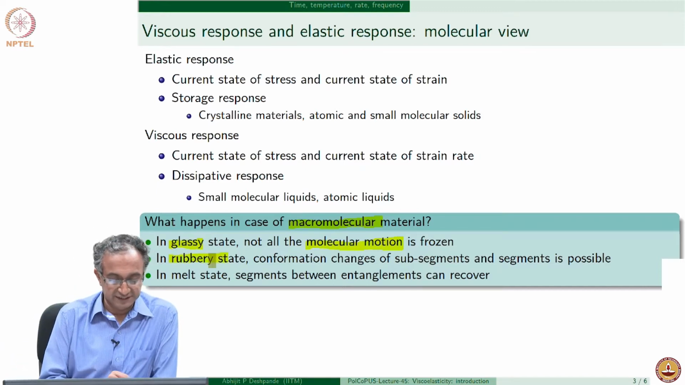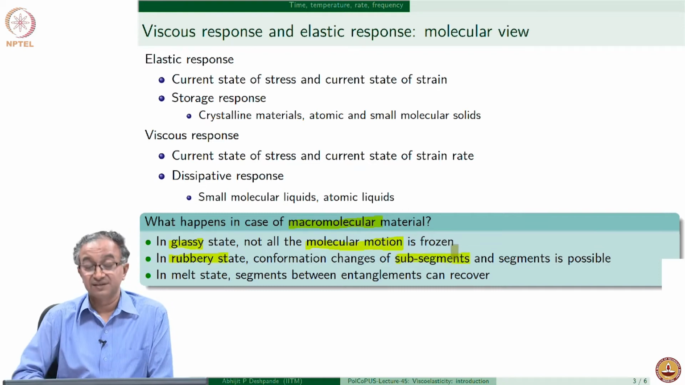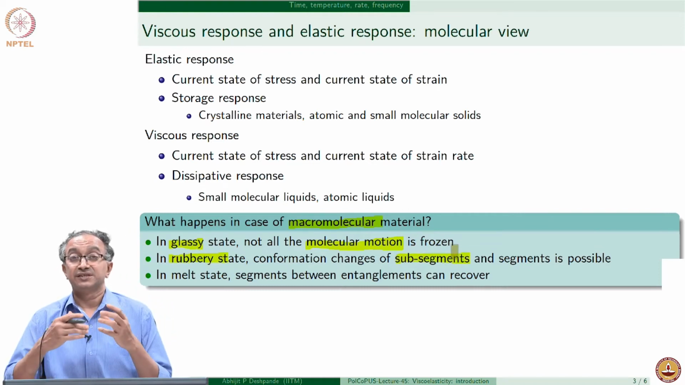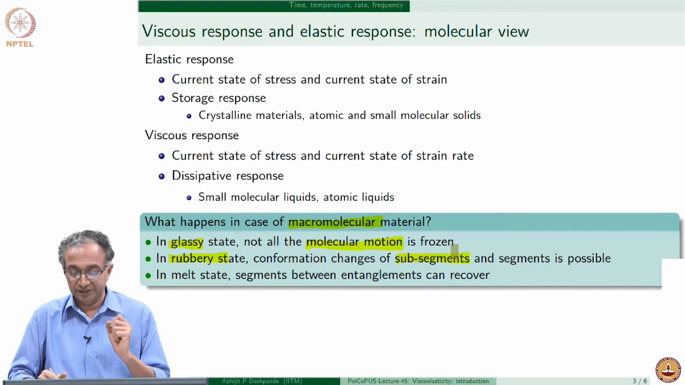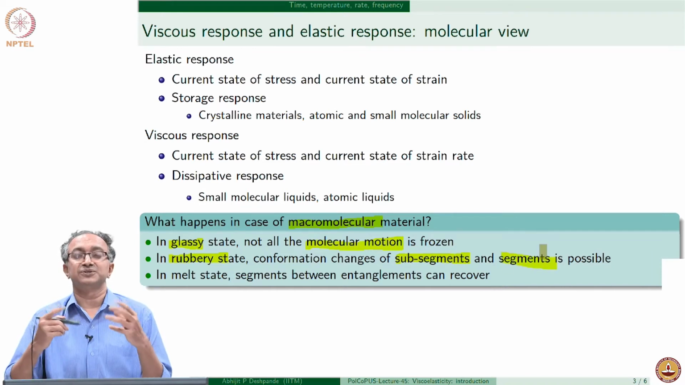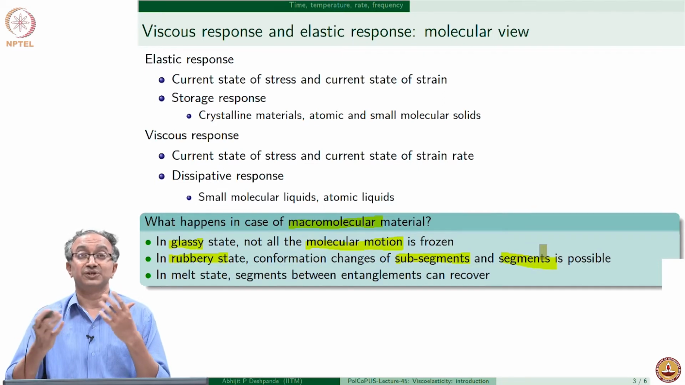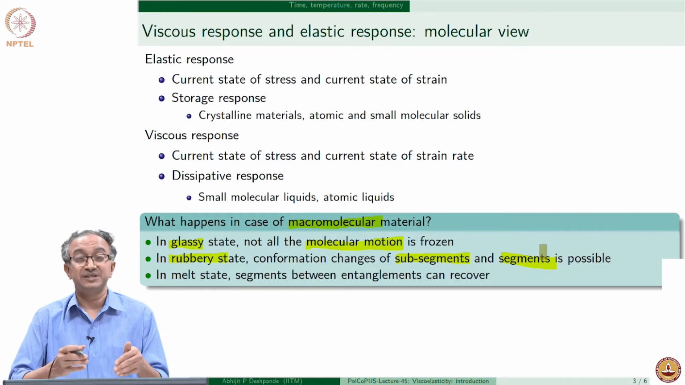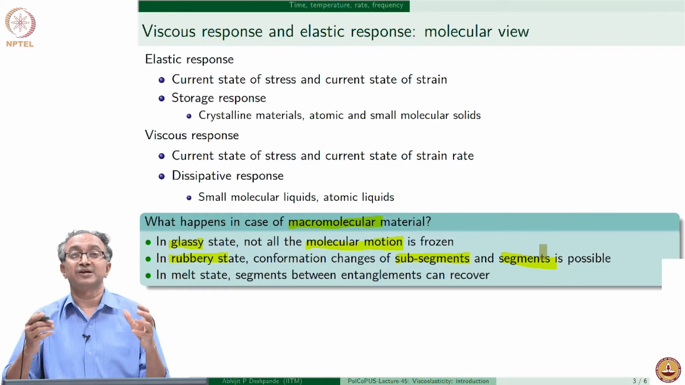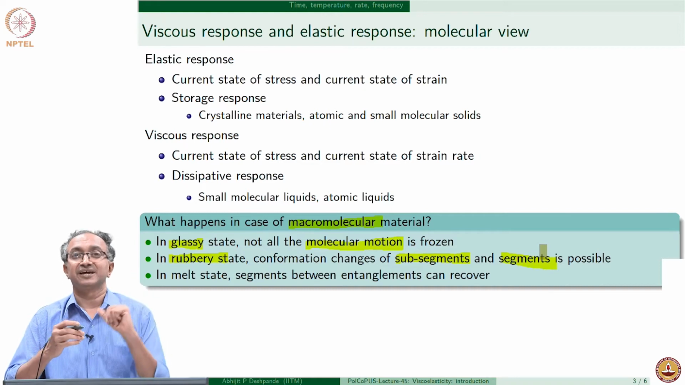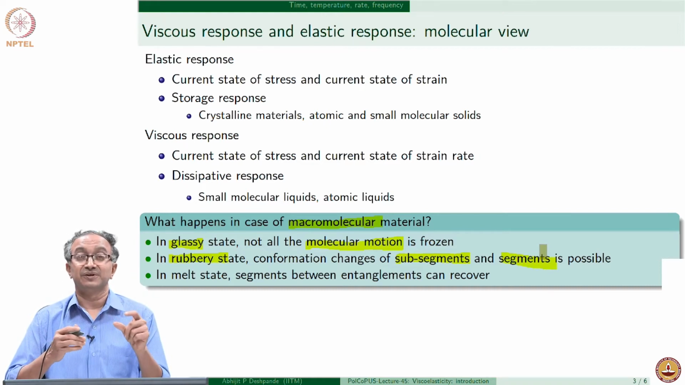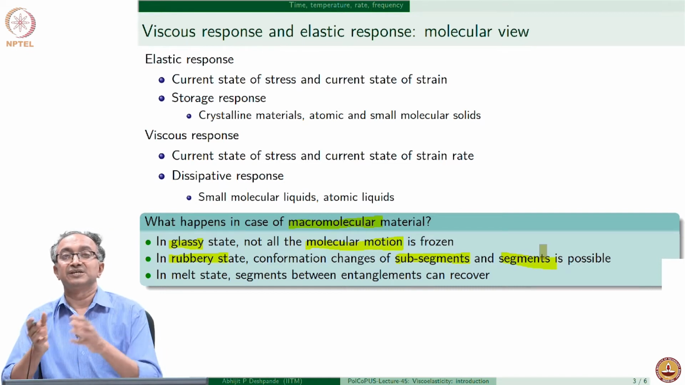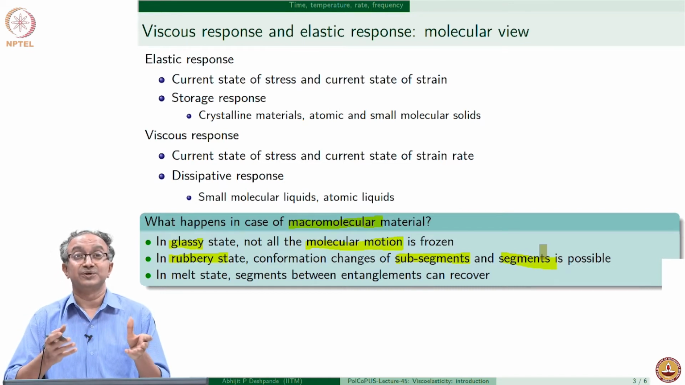In the rubbery state, in fact, conformational changes are easily possible. Subsegments and side groups can rotate with respect to each other, and segments themselves can also change conformations. So clearly this is more a liquid-like system where random motion of molecules is possible. However, in the rubbery state the overall macromolecule cannot move, only parts, segments, can move. And therefore a rubbery state seems to have properties associated with both the solid and the liquid state, and therefore it is also viscoelastic.